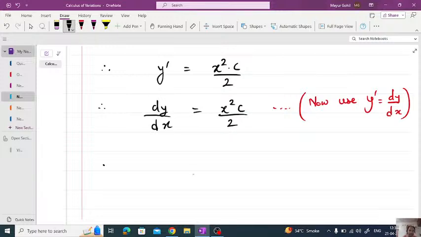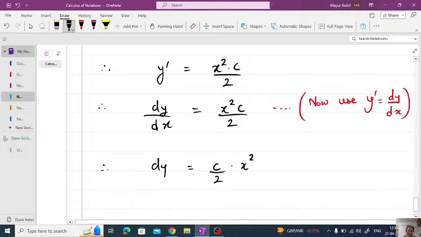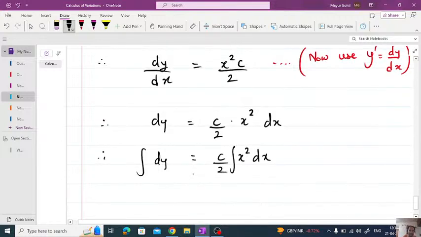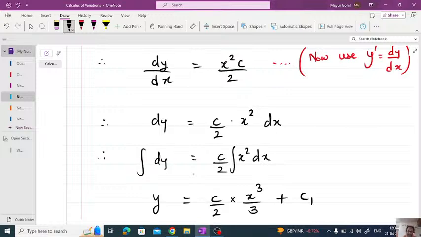So therefore this is dy, so you can write c upon 2x square dx, right? And then you integrate it here, dy equals c upon 2x square, you integrate this also with dx. What do you get? You will get y equals c upon 2 into x cube upon 3 plus another constant, let's say c1.